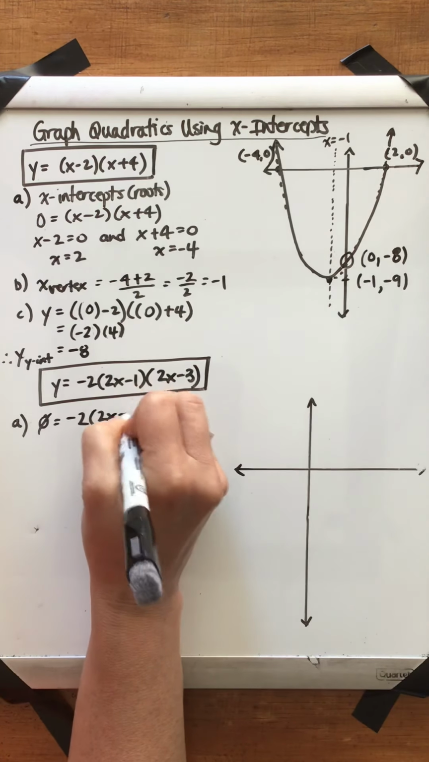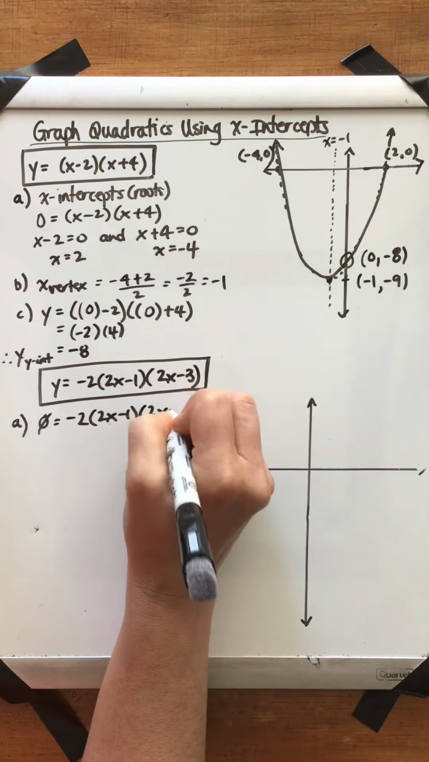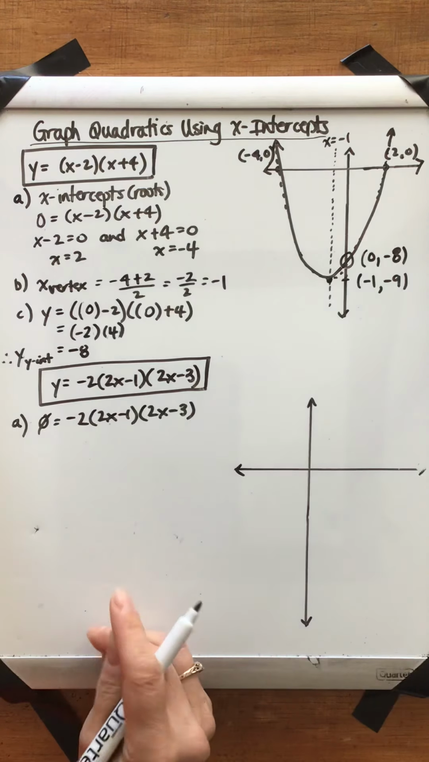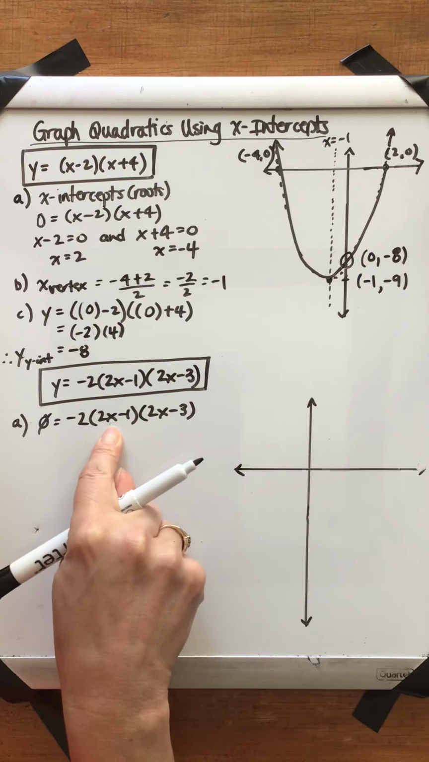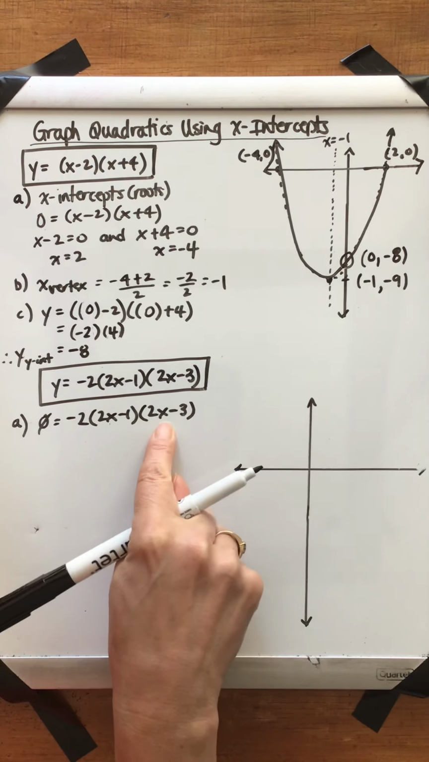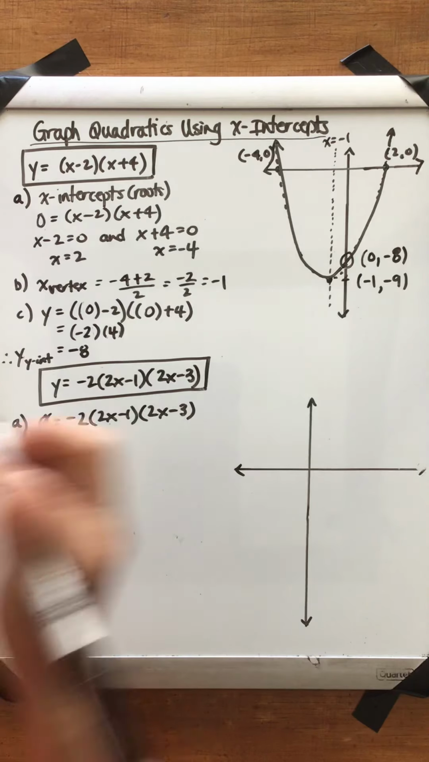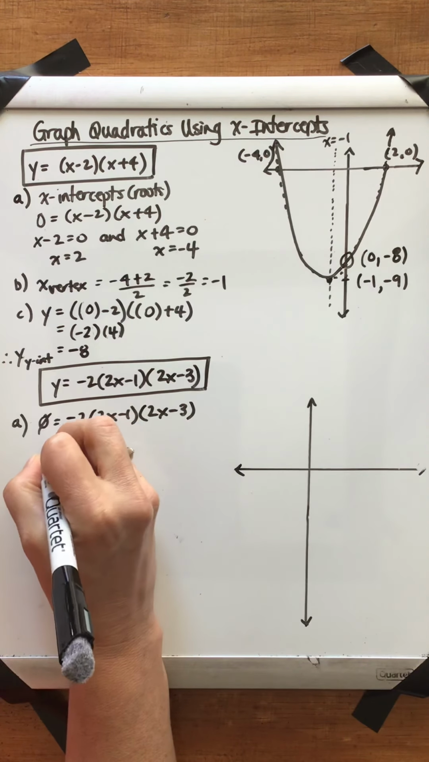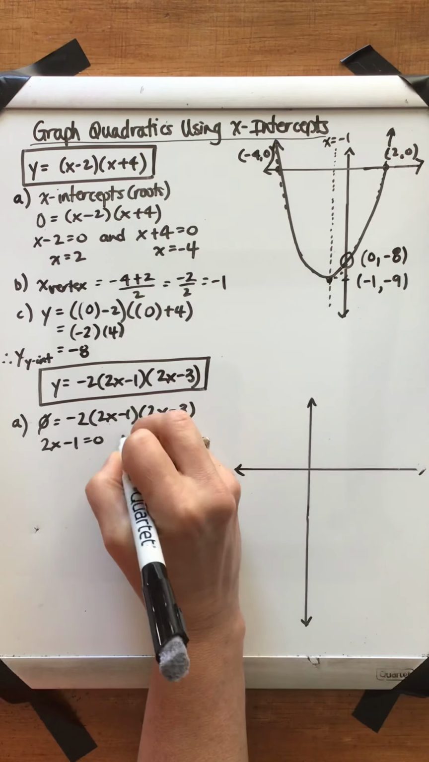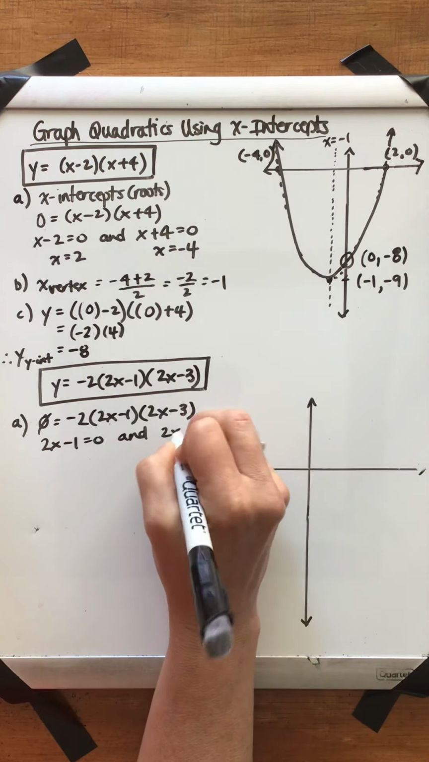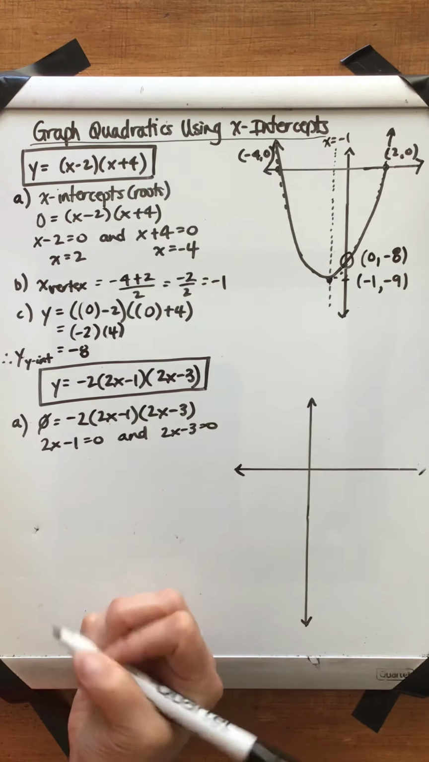When we do that, we realize that the right-hand side of the equation could be equal to 0 if there was a value of x in this bracket that would make it equal to 0, but also if there was a value of x in this bracket that would make it equal to 0. So let's pull those two pieces out and see what that value would be. We can say 2x minus 1 is 0, and 2x minus 3 is 0.